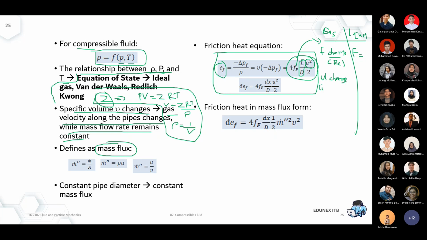Along the way, the meter per second could change for a very long pipeline. Why? Because the density changes. Because of density. Over here, U remains constant.